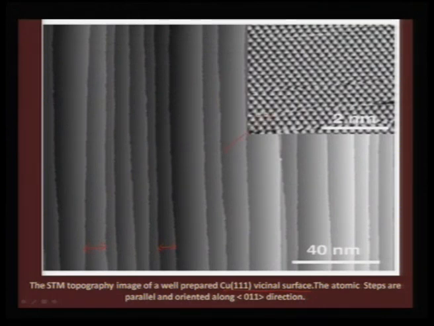And what you see here in the inset is nothing but the atomic resolution of this copper 111 surface. As you can see here, typically this is a 5x5 nanometer image, and you almost see no defects in atomic resolution. Therefore, this surface is quite good, and we can proceed with depositing any sort of a film on this surface. That is the message that you take from this view graph.